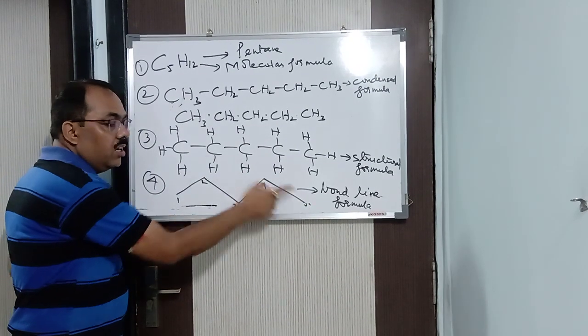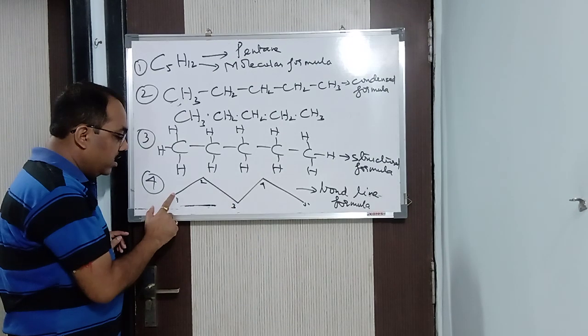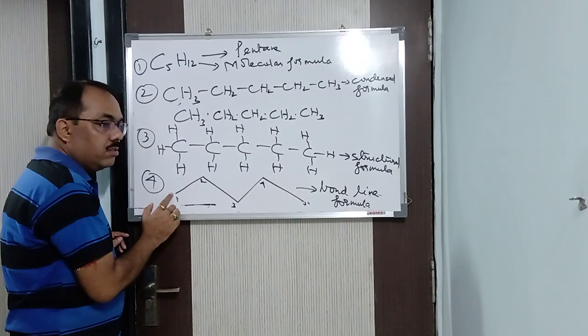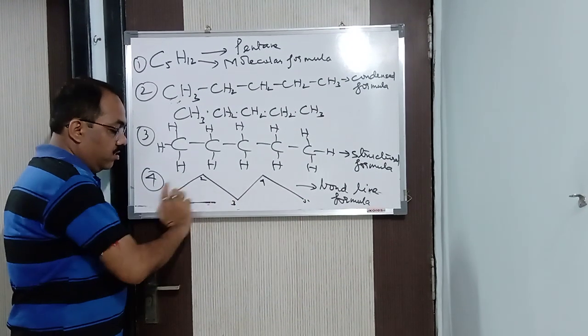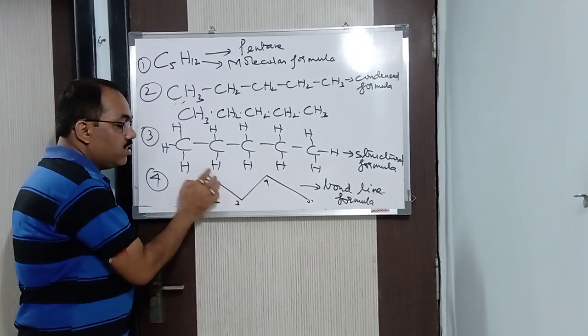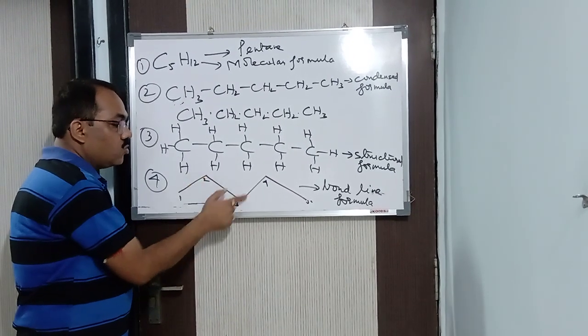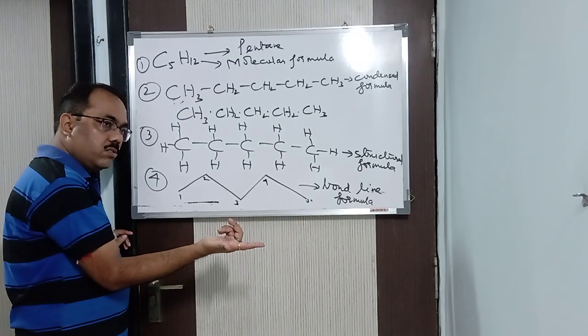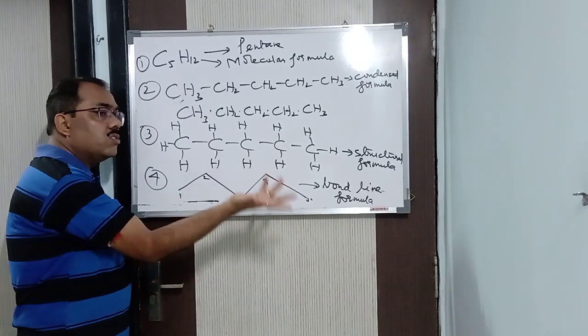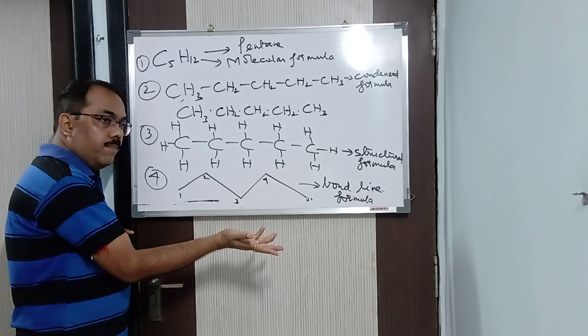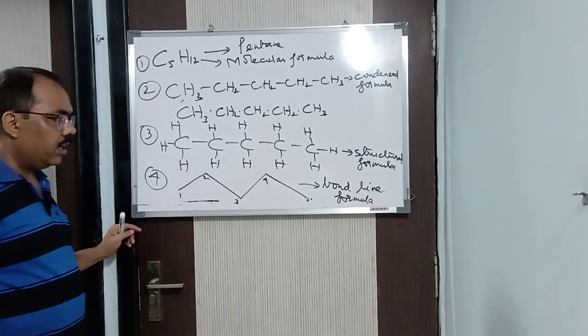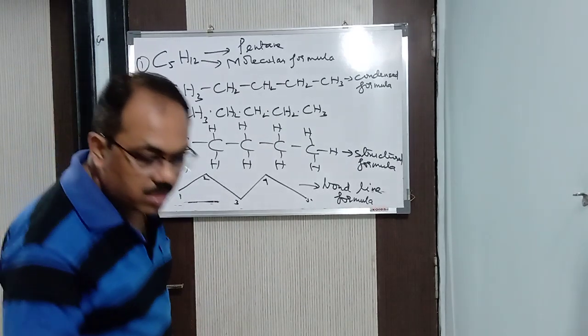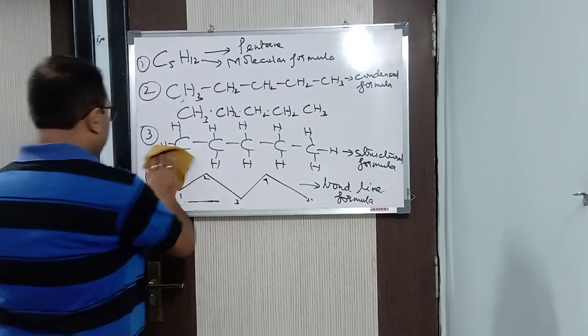Here it is CH3. Always in bond line formula, the terminals are CH3. Terminal means this starting and ending point. These are CH3, and these points are CH2. These are CH2 in bond line formula always. If it is a single bond, if it is a double bond, then it is going to differ. Triple bond differs. Alright, more about it you will be studying later on. So this is the 4th way of representation I have shown you.